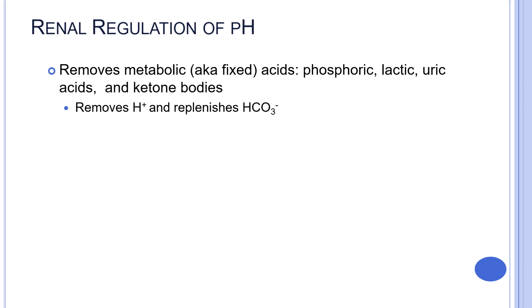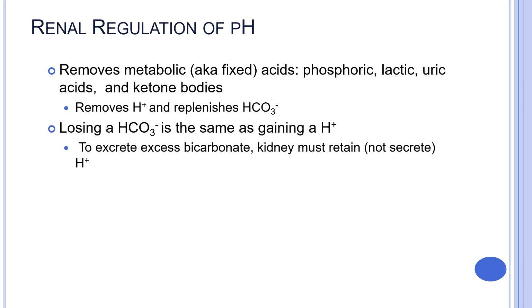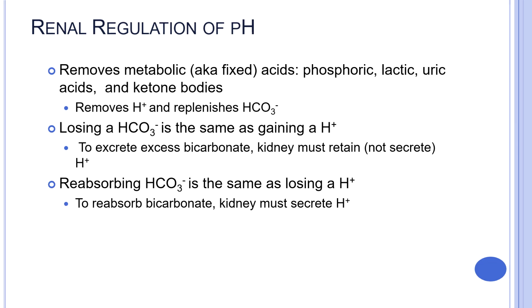So we do lose a bicarbonate. Losing a bicarbonate is the same as gaining hydrogen ions. So to excrete excess bicarbonate, the kidney must retain, not secrete, hydrogen. Reabsorbing bicarbonate is the same as losing a hydrogen ion. So when we reabsorb bicarbonate, the kidney must secrete a hydrogen ion. So our urine will become more acidic, and we will save the bicarbonate for use in that formula that we looked at earlier.